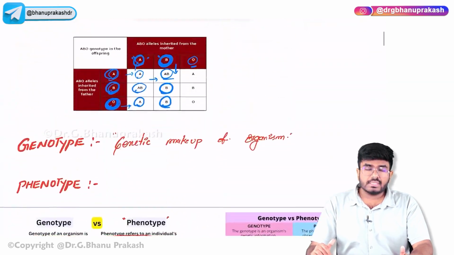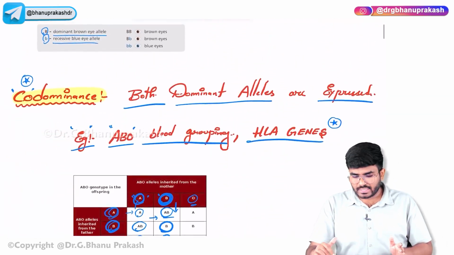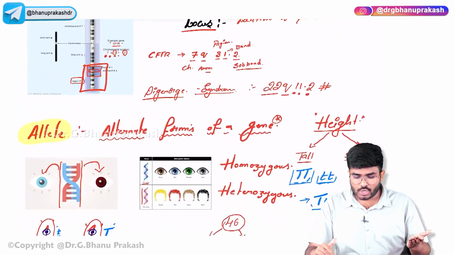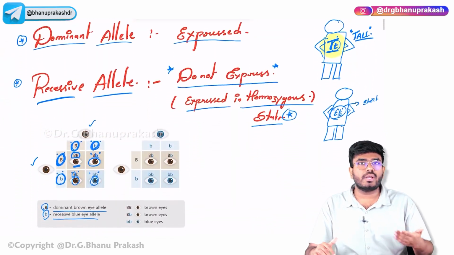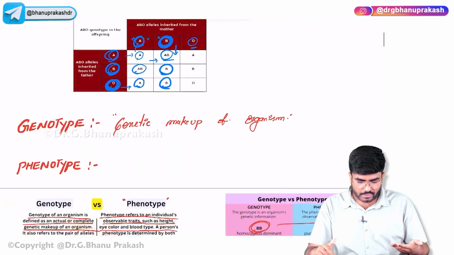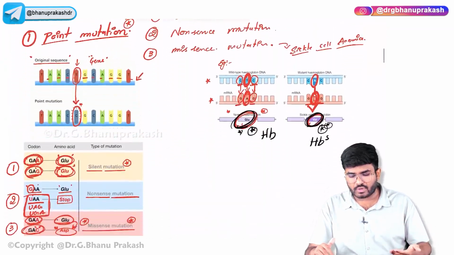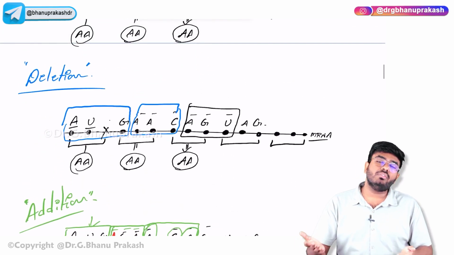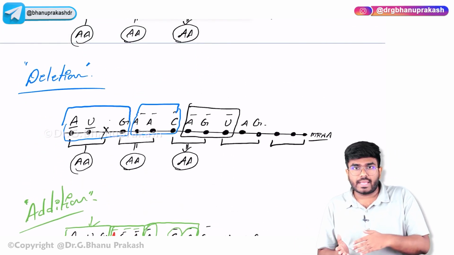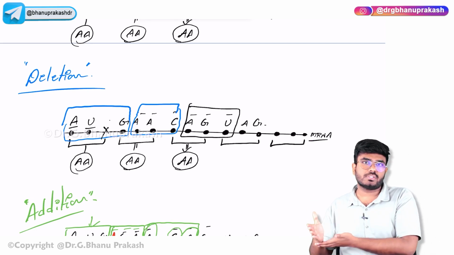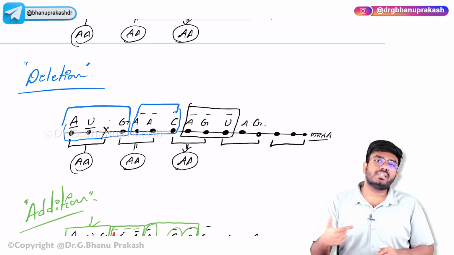Okay. So, with this, the introductory video is completed. Here I have explained all the basic terminology: what is a locus, exon, introns, allele, dominant allele, recessive allele, homozygous state, heterozygous state, codominance, genotype, phenotype, and the types of mutations. These basic things we have discussed in this video. From the next video, we will discuss genetic disorders like Mendelian disorders: autosomal dominant, recessive, X-linked dominant, recessive, Y-linked disorders. Those things will be discussed in the next video.